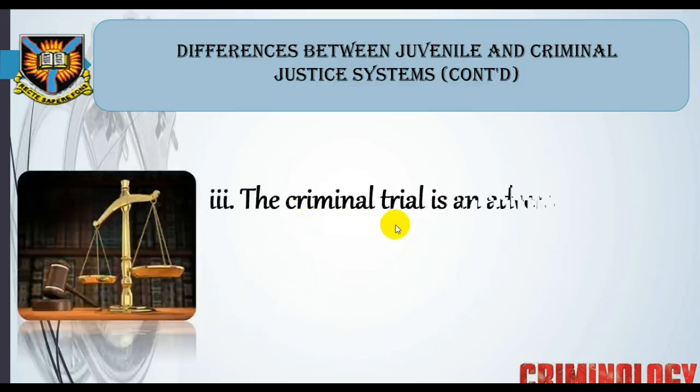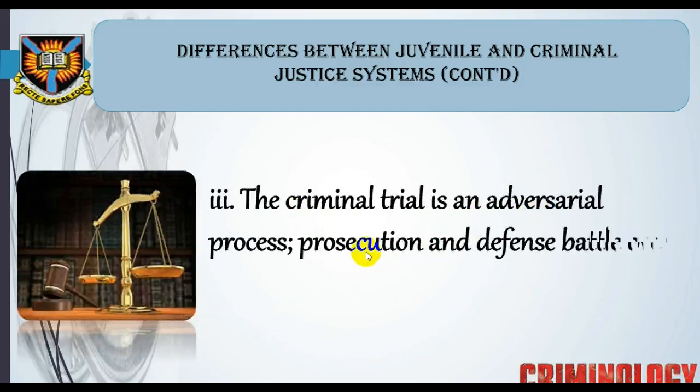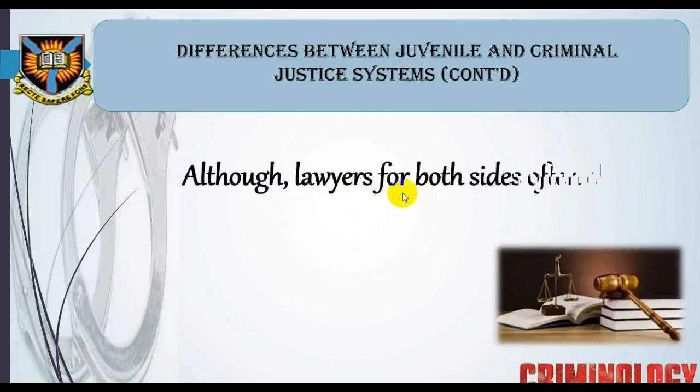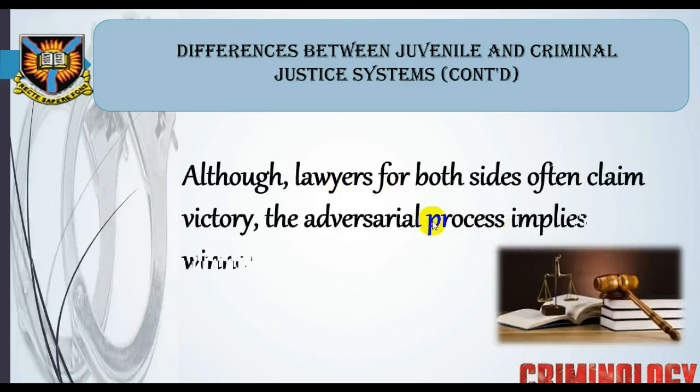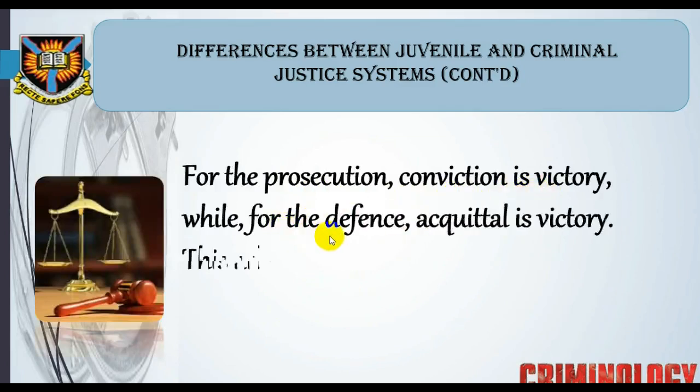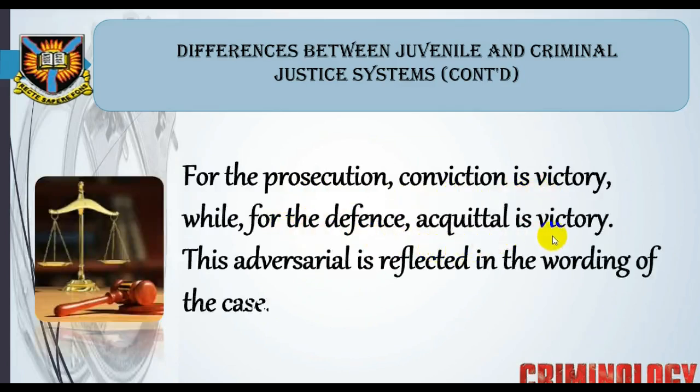3. The criminal trial is an adversarial process. Prosecution and defense battle over their visions of the truth. Although lawyers for both sides often claim victory, the adversarial process implies winners and losers. For the prosecution, conviction is victory, while for the defense, acquittal is victory. This adversarial nature is reflected in the wording of the case.